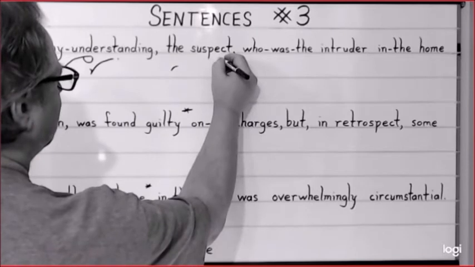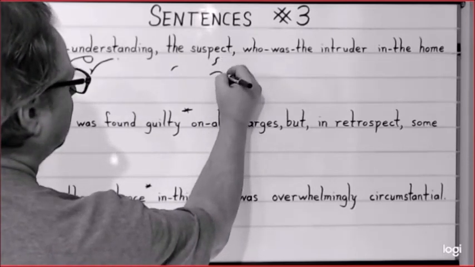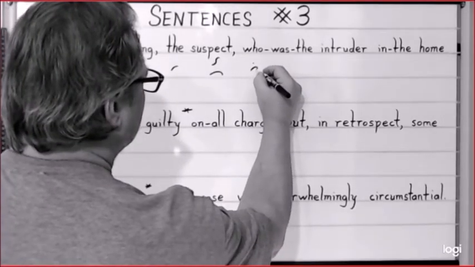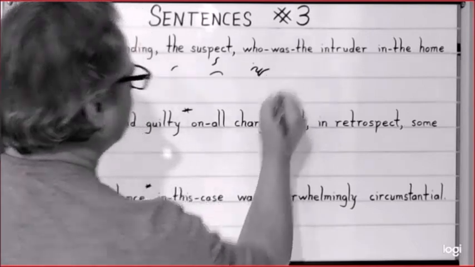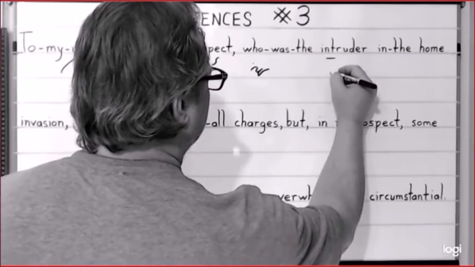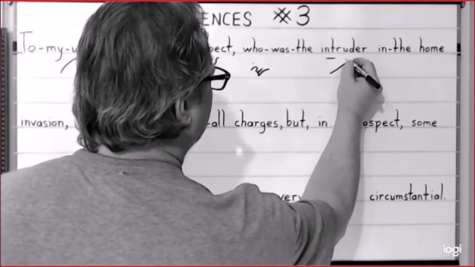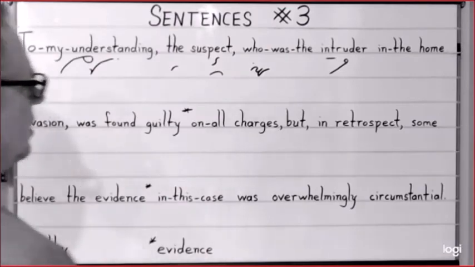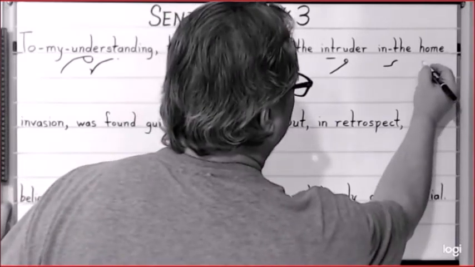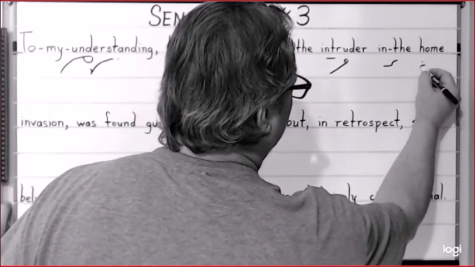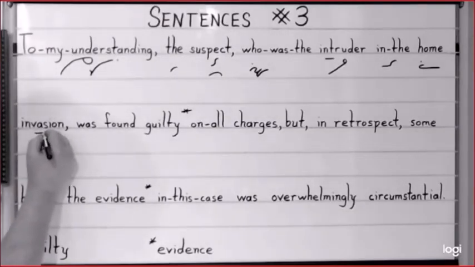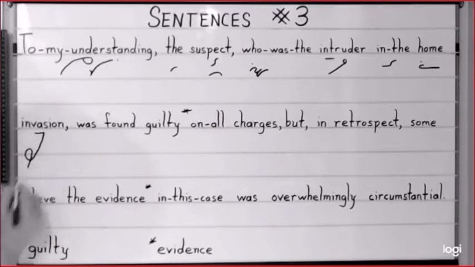Suspect is the S and the S, then a K. Who was the is a dot, U, O, S, and TH. Intruder is the N, and then a disjoined D, then a reverse circle E for intruder. In the is N, TH. Home is H, or dot for the H, O on its side, M. Invasion is an N, V, A, S, H.